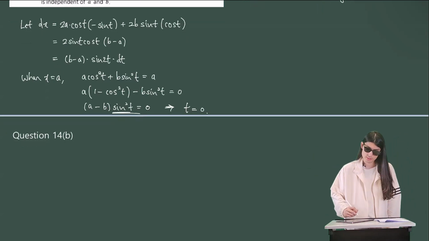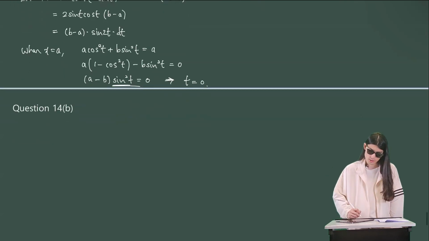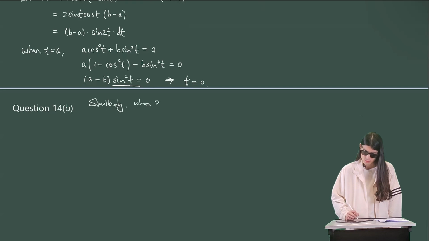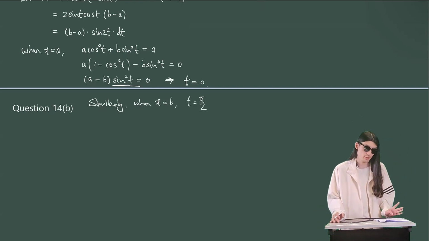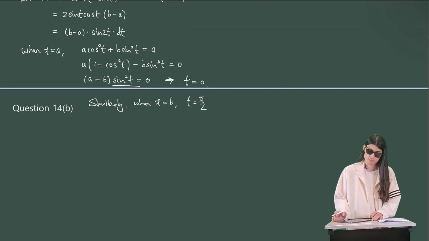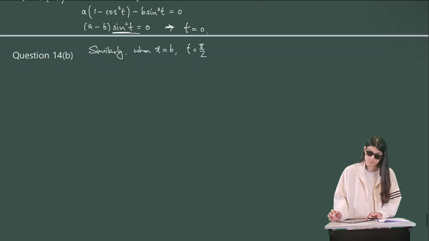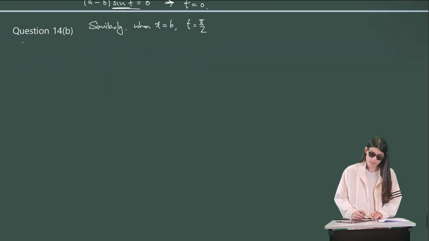And guys, similarly, if you do a similar calculation for the other boundary, that's when x is equal to b, okay? You're able to obtain that t is equal to 90 degrees or pi on 2, right? And now we are ready to make the substitution.